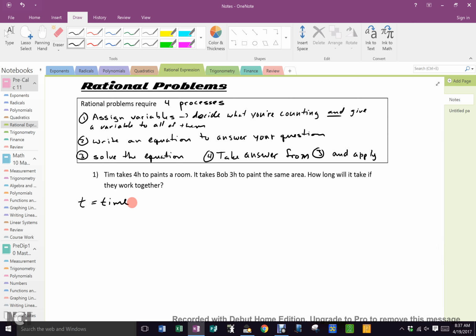Okay. How many rooms are being painted? One. How long does it take Tim to do the job? Four hours. Right? So four units of time will paint how many rooms for Tim? One room. What about my man Bob? Three units of time to paint that same room. Everyone agree? That's the hardest math in this question, understanding that. Is everyone cool with that? Okay.